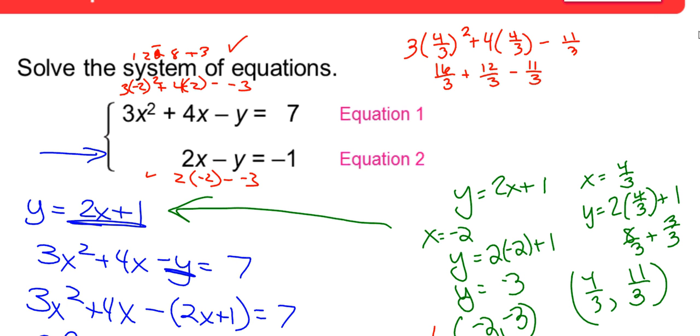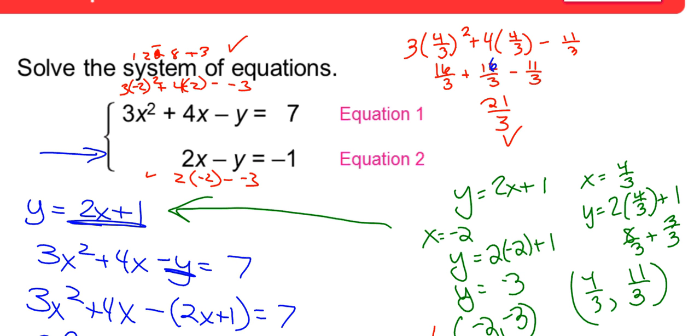Oh, 16. 4 times 4 is 16. Oh, that's where it is. Yes. So there's my error. And then 32 minus 11 is 21. Oh, thank heavens. It's 21 over 3. And that is 7. So that one checks.